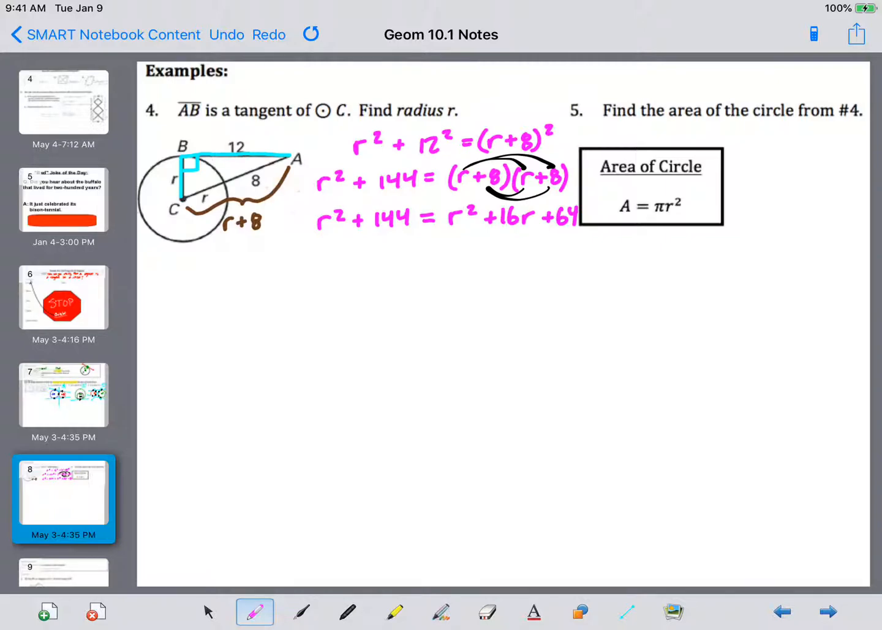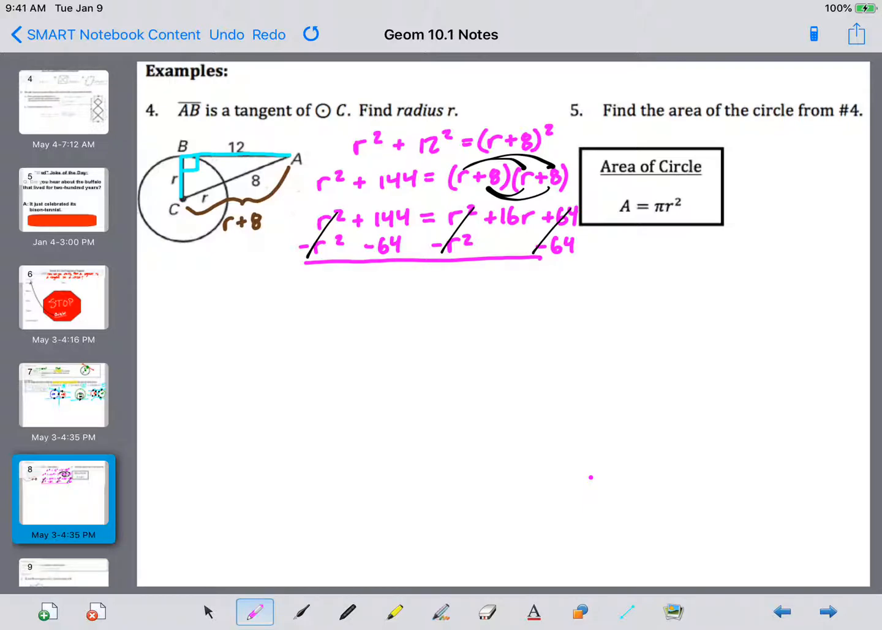You might be looking at this and saying, oh no, R squareds, but hey, if we subtract that R squared from both sides, what's going to happen is that these are going to cancel and you won't even have to worry about them. All right, let's also subtract this 64 from both sides to get all the constants to one side here.